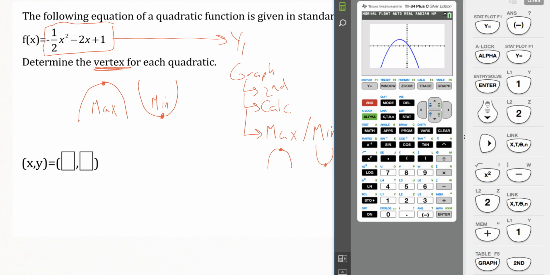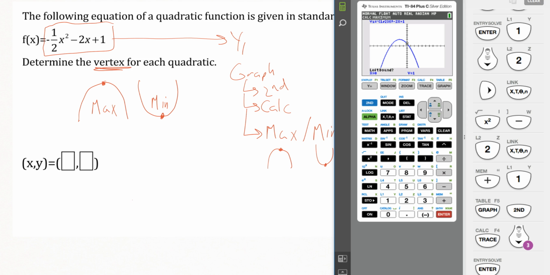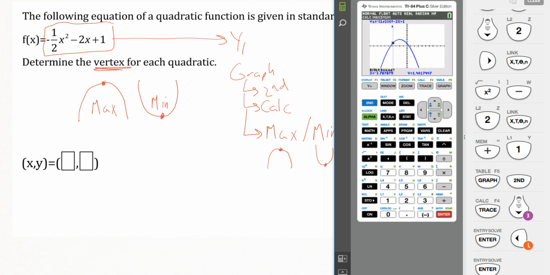So we go ahead and hit the second, and then we choose the calc menu by hitting the trace button. And then we want to go down to number 4 there, maximum. And then it's going to ask us 3 questions. We actually care about these questions. So it's going to ask you first to find a point to the left of the max. So you just want to scroll your cursor over so that you're anywhere to the left of the max will work. Then hit enter, and then it wants us to find a right bound.